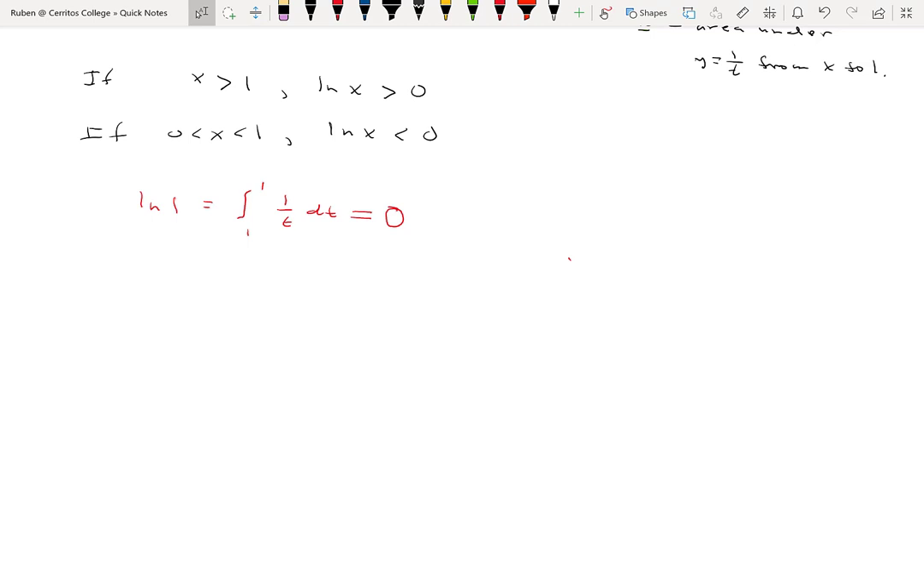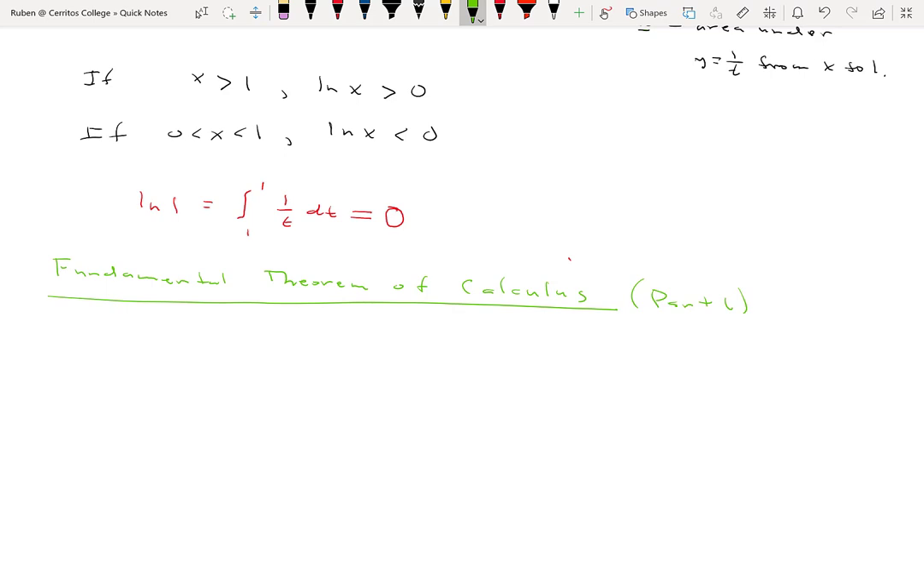So the fundamental theorem of calculus, just to remind you, let's put this in green. The fundamental theorem of calculus has two parts actually. We'll just look at the first part. Part one says that the derivative with respect to x of the integral from a to x of g of t dt is g of x.